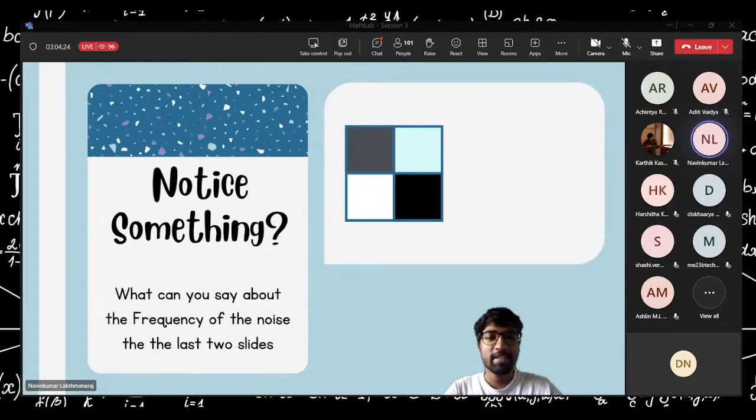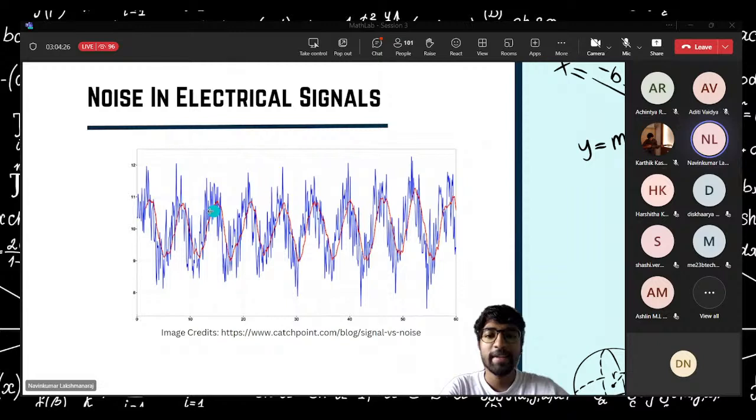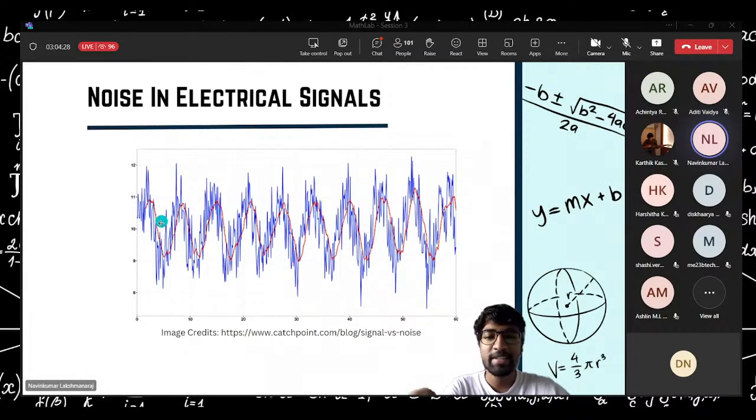The way you can think of this is, see here, this electrical signal, the actual data itself is a sinusoid with a pretty well-defined period. From the graph, you can see it oscillates every 10 seconds or so. But when you look at the blue signal, that is the one with noise, what you see is it fluctuates up and down a lot.